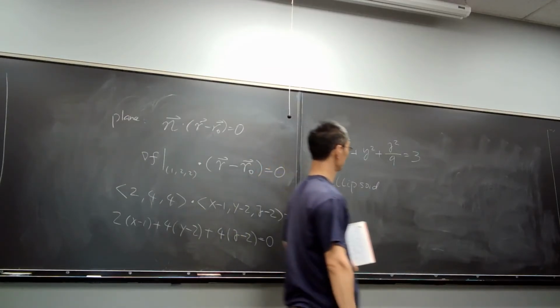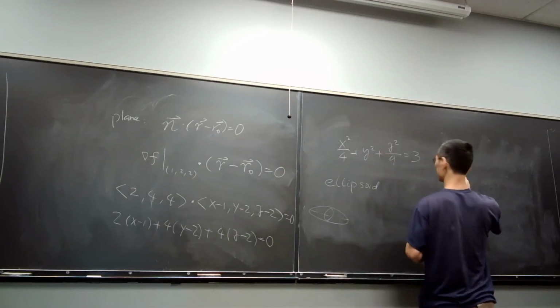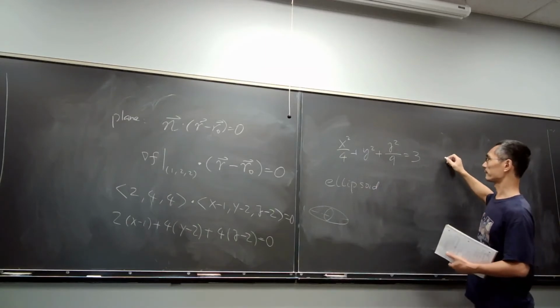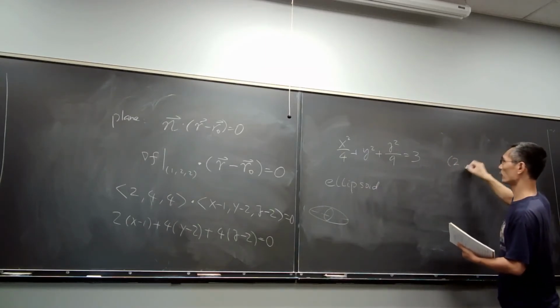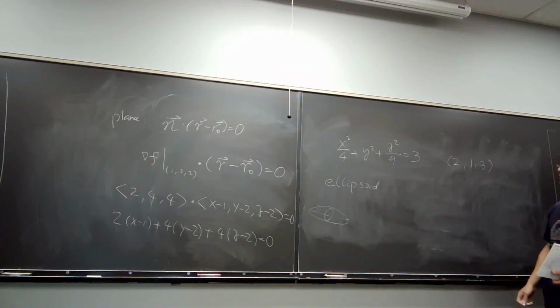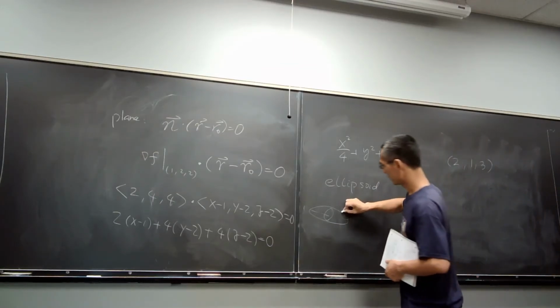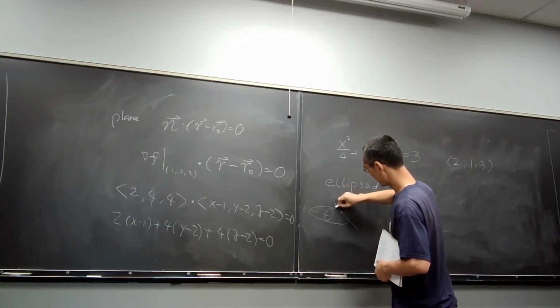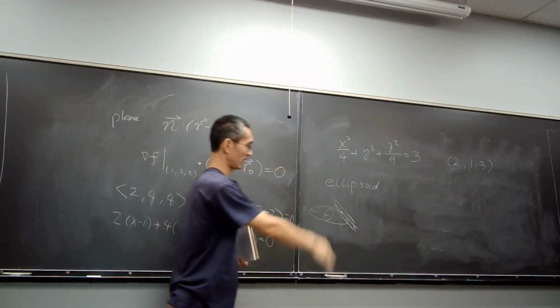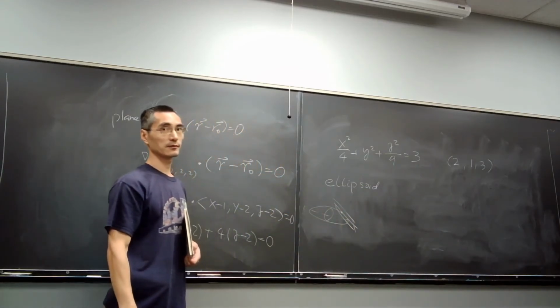So this is a surface, because it equals 3, right? So we're talking about a surface. Let me pick a point on it. Well, the easiest one to pick is (2, 1, 3), because (2, 1, 3) is on this surface, getting 1 plus 1 plus 1. So let's find the equation for the tangent plane.